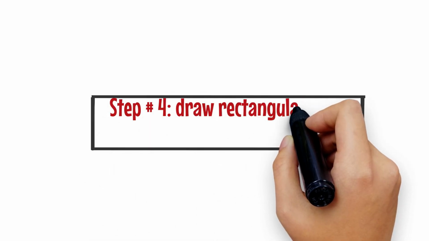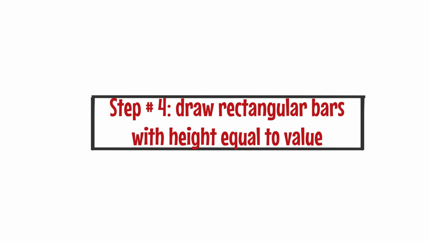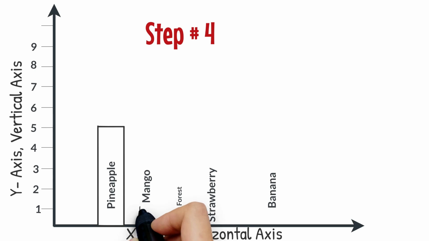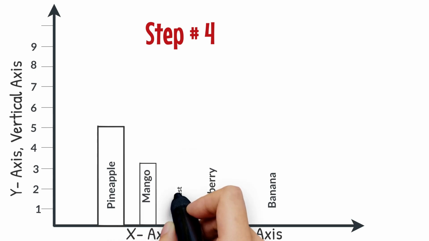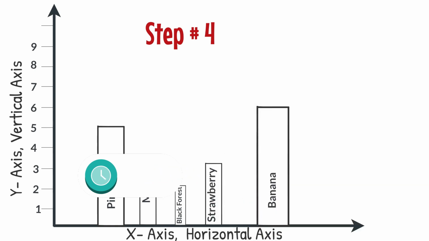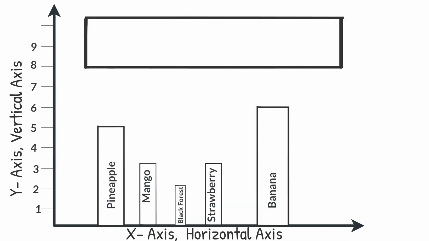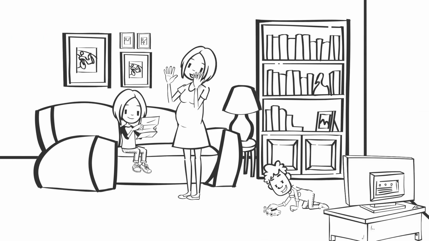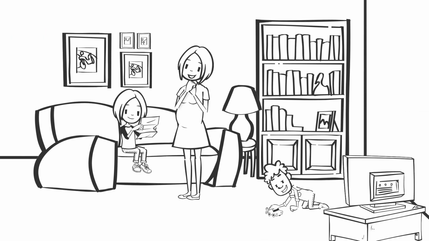The fourth step is to draw the rectangular bar with height equal to the value of each category. So, for Lisa's chart, the height of the column would be 5 for pineapple cake, 3 for the mango cake, 2 for the black forest cake, 3 for strawberry cakes, and 6 for banana cake. The final step is to give a suitable title to the bar chart. Like in Lisa's case, it could be "Most Bought Cake." And now the bar chart is ready with correct visual representation. And by the way, Lisa's mother was very much impressed with her chart making skill.